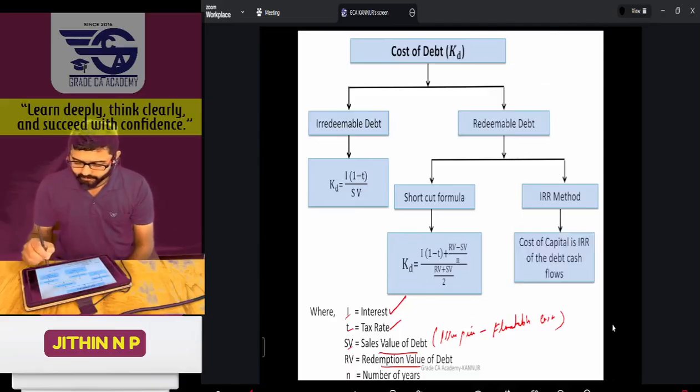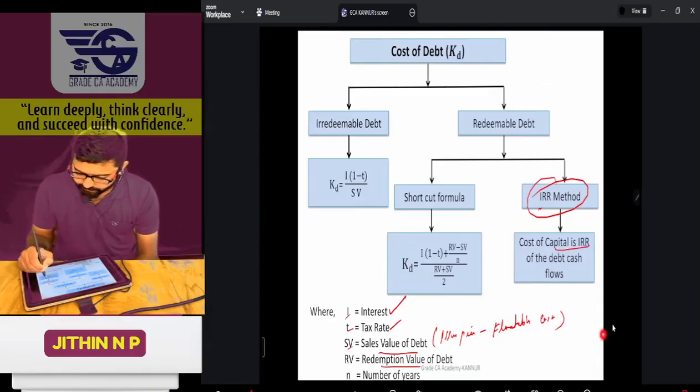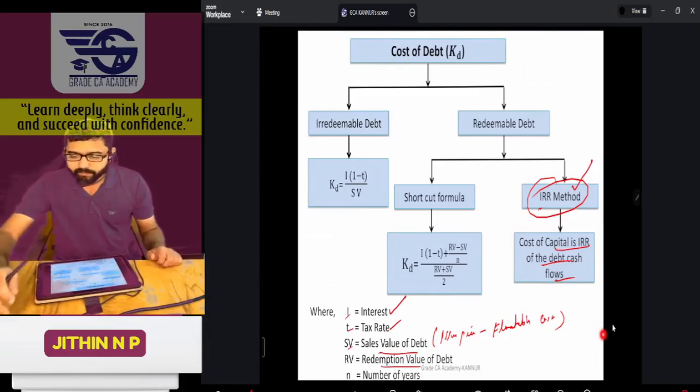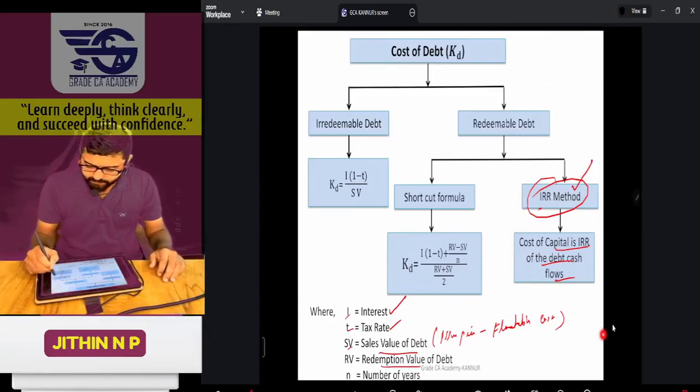IRR method. IRR we already discussed in capital budgeting, the investment decision. Cost of capital is the IRR of debt cash flows. That we will discuss later. Write down: IRR method is also called present value method.